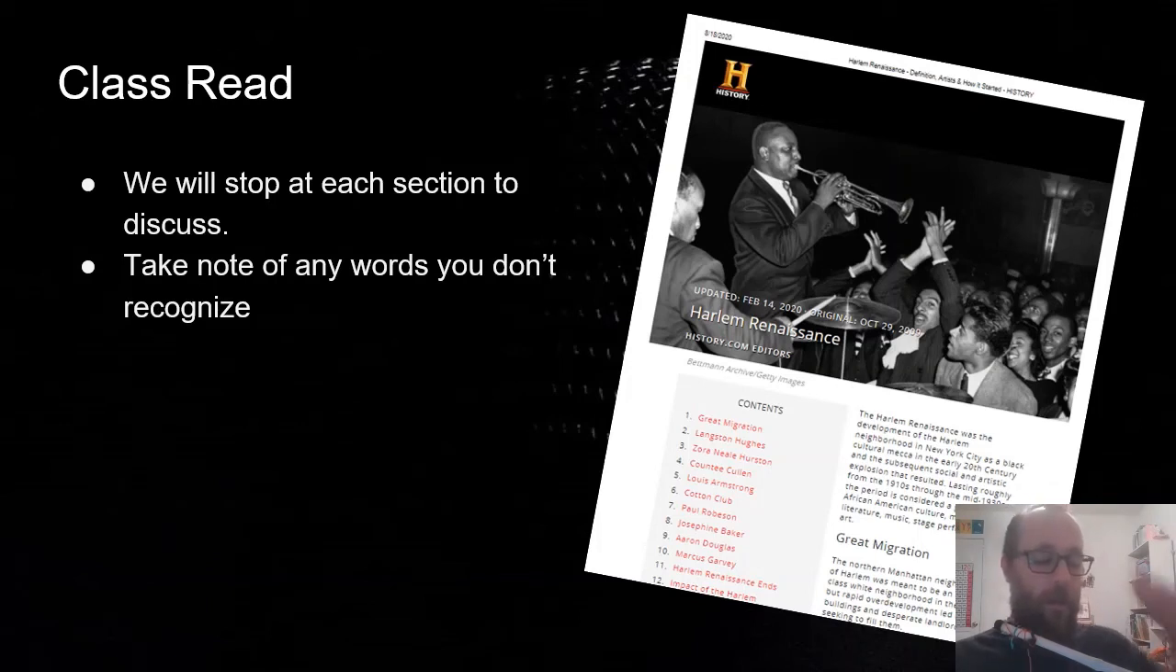Okay, let's look at what happened in 1929 to end the Harlem Renaissance. We're going to skip over Paul Robeson. We're going to skip over Josephine Baker. We're going to skip over Aaron Douglas. And on the next page, we're going to skip over Marcus Garvey. And we're going to go to the end of the Harlem Renaissance. So it lasted about 10 or 15 years. And let's find out what happened to end it, okay?